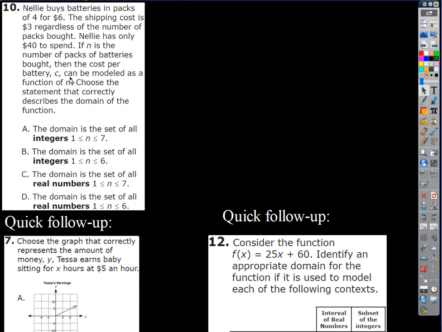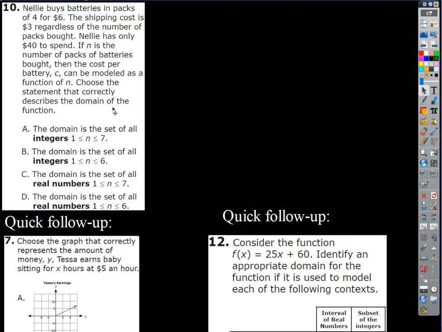You start to think you're gonna have to do something hard, but you don't. It just says, choose the statement that correctly describes the domain of the function. So the set of input values, and that's it, right? That's all they want. They don't want you to find the function, okay? So think about this. What are the values? We have $40 to spend. What are the number of battery packs that we could even buy, right?